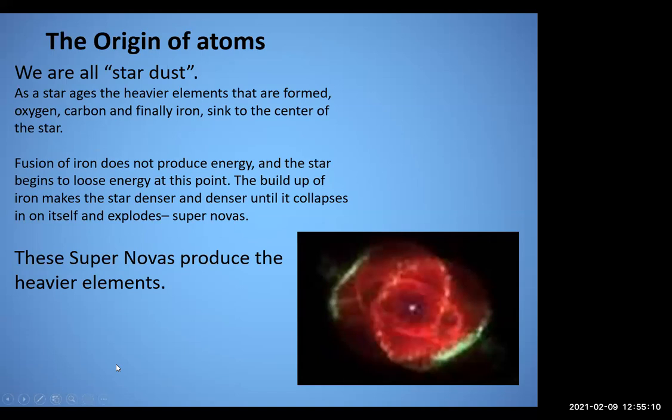So basically, we are all made of stardust. When these stars explode and spit out all of these different types of elements, those are the elements that eventually can be made into non-living things, into planets and things like that, and also into living things such as us.